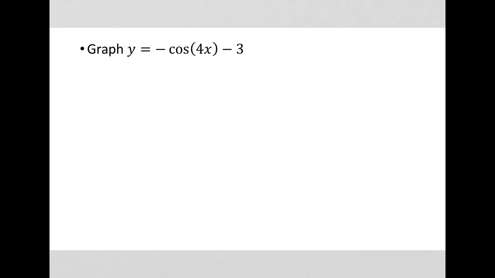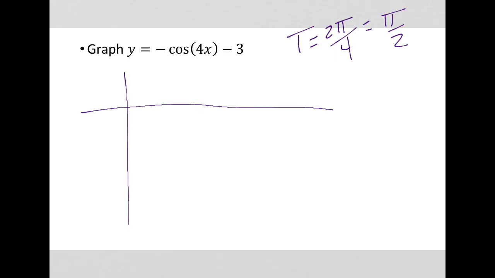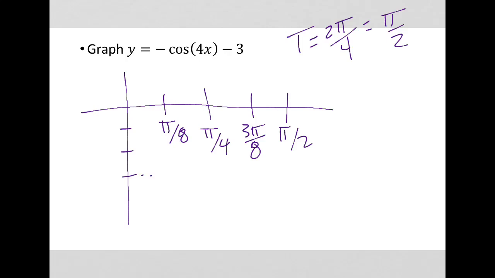Oh, goodness gracious. What about this mess? Well, we got a lot going on here. First off, period is going to be 2 pi over 4, so pi over 2. Notice I have awkward axes now. I'm going to start: pi over 2, pi over 4, pi over 8, 3 pi over 8. Look at that translation, minus 3. That's going to shift everything down. 1, 2, 3. So that symmetry line is down there at 3, so I need to go one more below it.